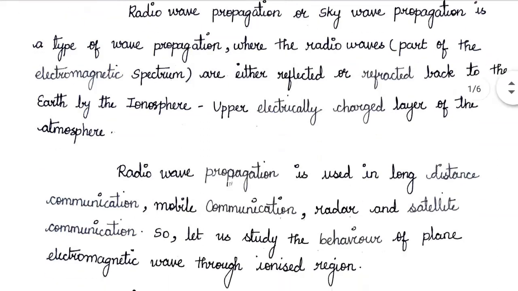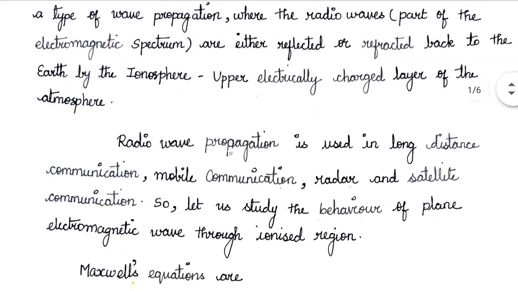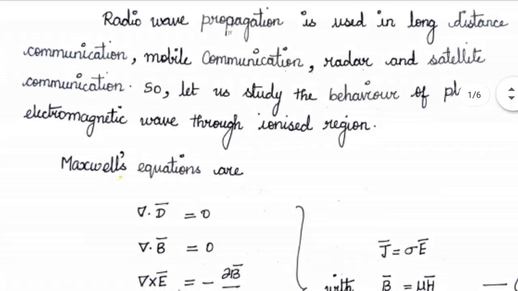This layer helps us in many ways by reflecting radio waves sent from the surface of the Earth back to the Earth. This radio wave propagation, which is a part of the electromagnetic spectrum, is highly useful in long distance communication, mobile communication, radar, and some types of satellite communication. So, it becomes essential to study the behavior of plane electromagnetic wave through an ionized medium.